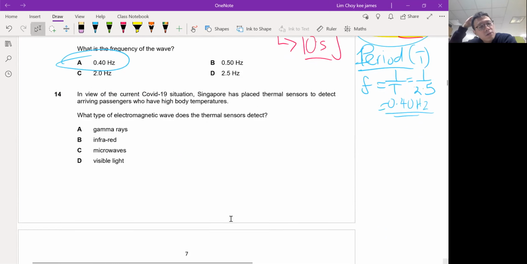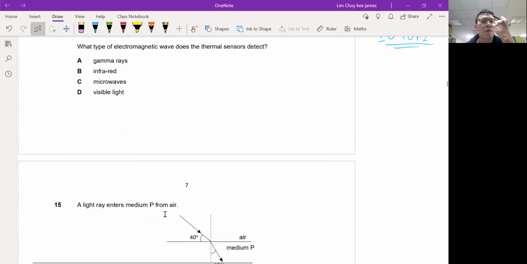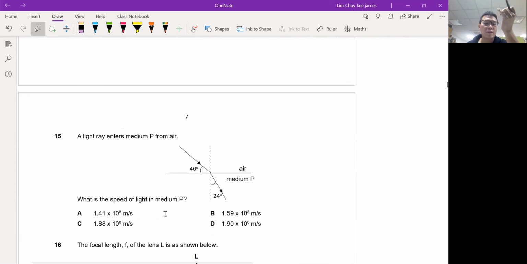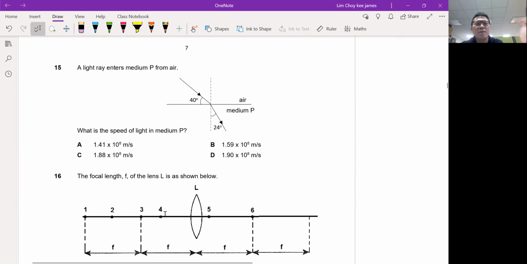Now, 14 is the uses of electromagnetic waves. This one I will not go through, just remember some of the uses for EM waves. Now, number 15 is quite an interesting question. From the question, you'll know there is air and this medium P, and for medium P, the ray actually bends towards the normal. So I can safely say that this is a denser medium, and air is a less optically dense medium.